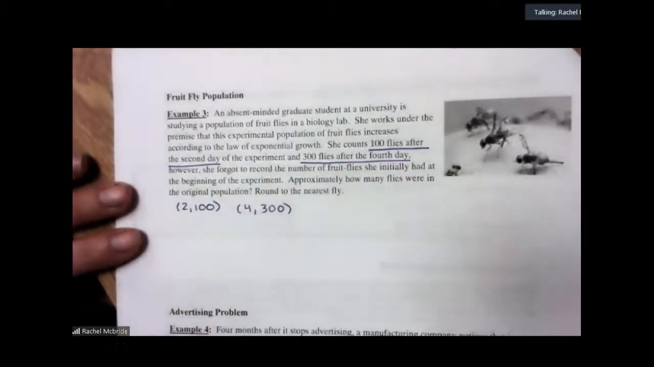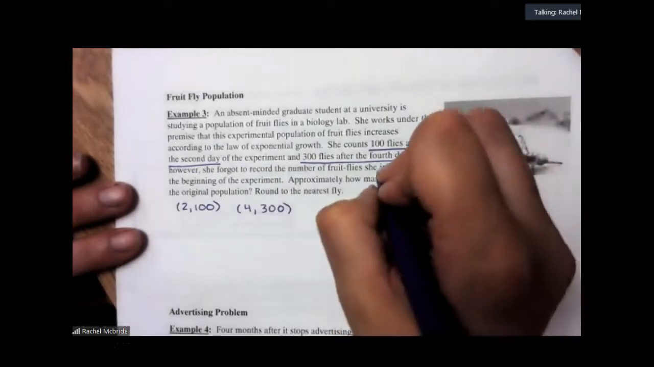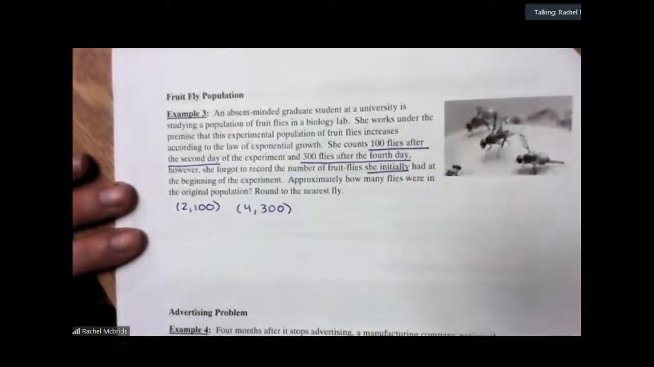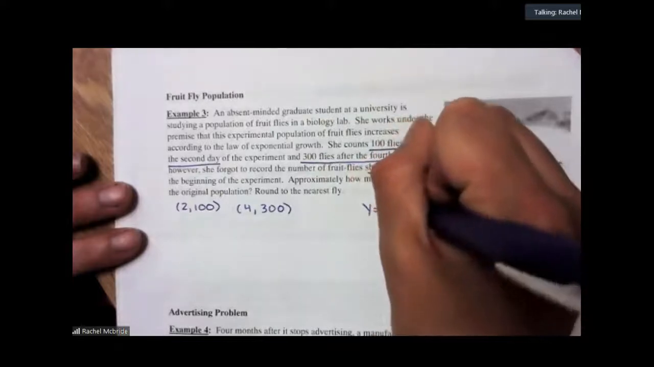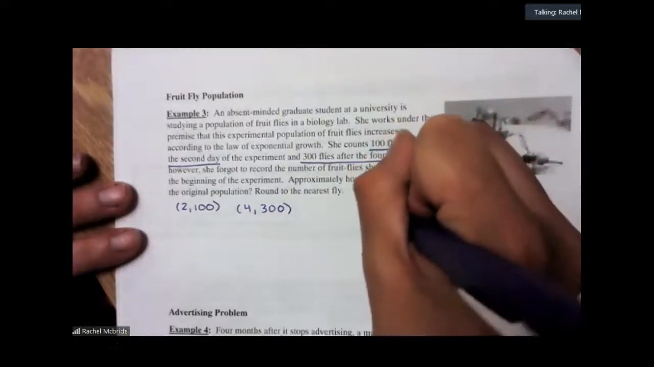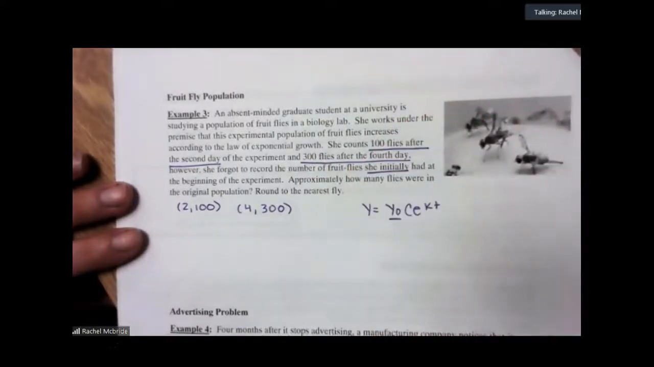However, she forgot to record the number of fruit flies initially. At the beginning of the experiment, approximately how many fruit flies were in the original population? So what we can do is take that same idea of y equals y naught e to the kt, where y naught is my initial, and go backwards and figure out, okay, what was the initial population?